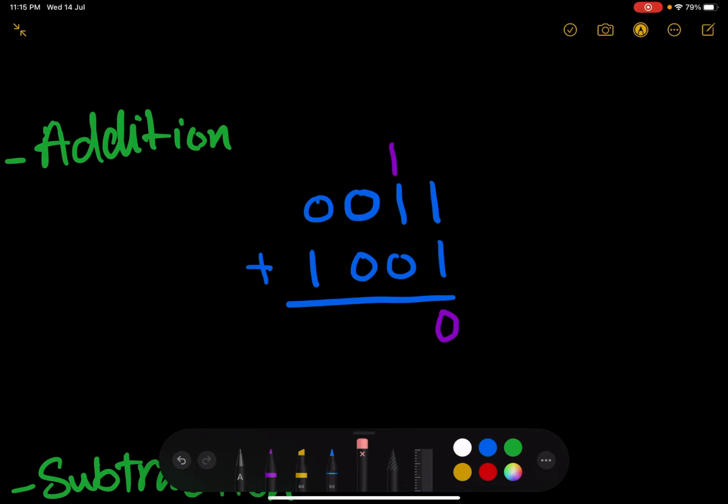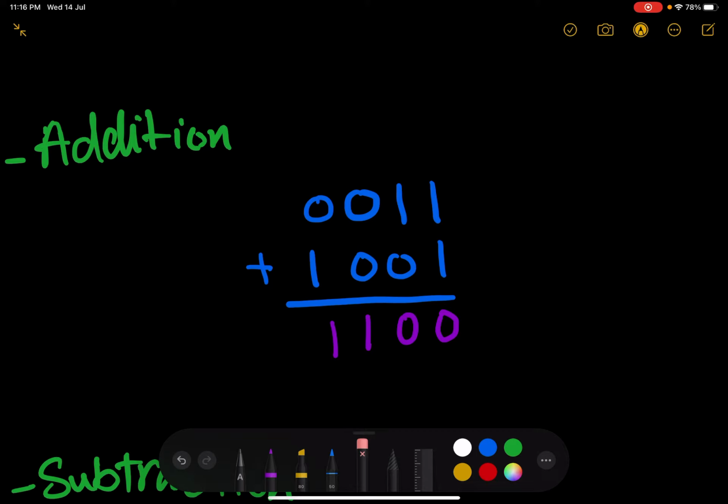Then let's continue. 1 plus 1 again plus 0 will give us 0. And then we have a carry. Then 1 plus 0 plus 0 is 1, and 0 plus 1 is 1. So here is our answer. We can actually check our answer by converting these numbers from binary to decimal and check if they are similar or something is wrong.